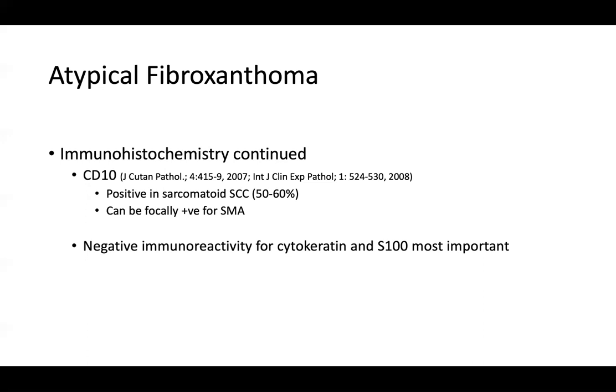AFXs can be positive for SMA as well. So again, that's where your desmin is going to come into play, because if you have a SMA positive neoplasm, it doesn't mean that it's not an AFX. It doesn't mean that it's a leiomyosarcoma. It just means that the SMA is positive in the AFX. And so you would want to do a desmin and show that's negative before you call atypical fibroxanthoma. If you have diffuse desmin positivity, then you might be dealing more with a rhabdo-differentiated sarcoma, some type of rhabdomyosarcoma or a leiomyosarcoma or something of that nature.